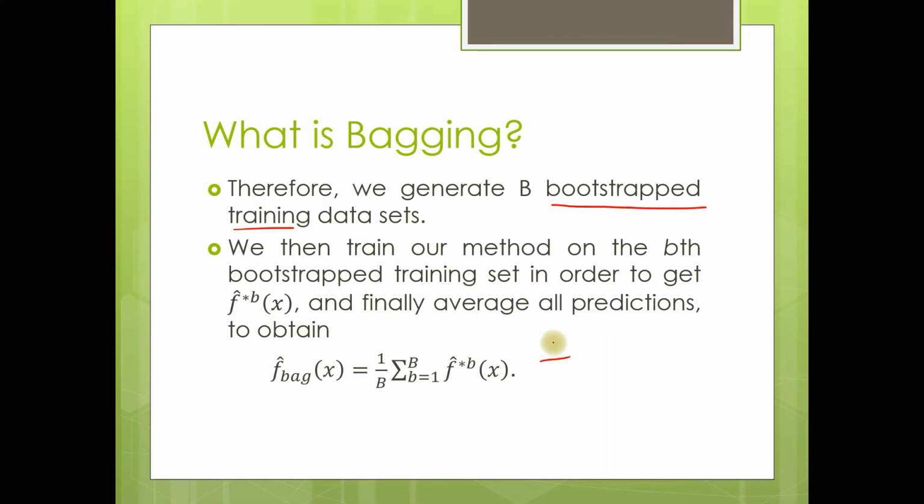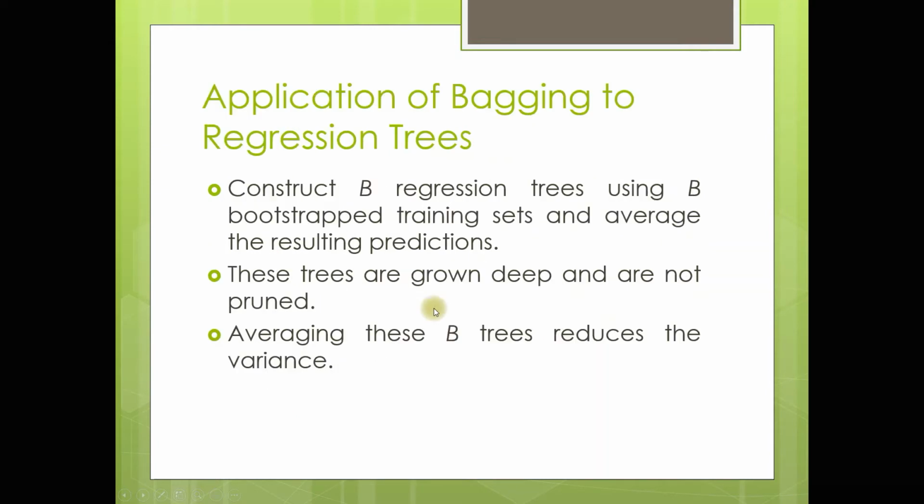And then obviously the same idea is that you are going to average all the different results that you get from the different trees that have been fitted from the different bootstrap training data sets. So that's a little bit of what bagging is about. One thing to note here is that when you are growing these different trees on the bootstrap training sets, these trees are meant to grow deep and are not pruned.